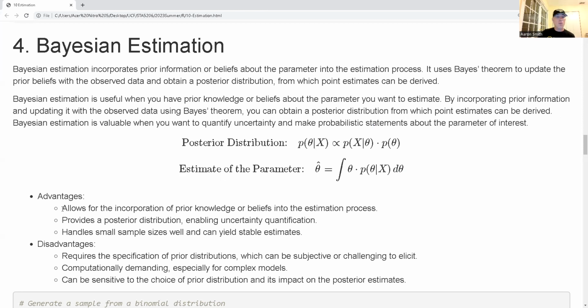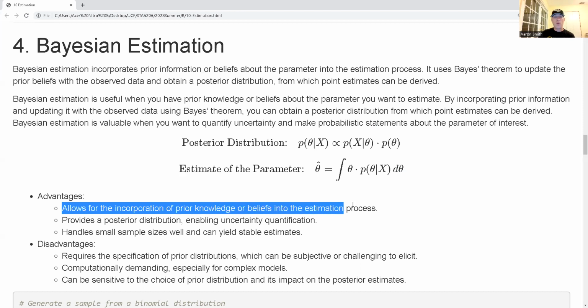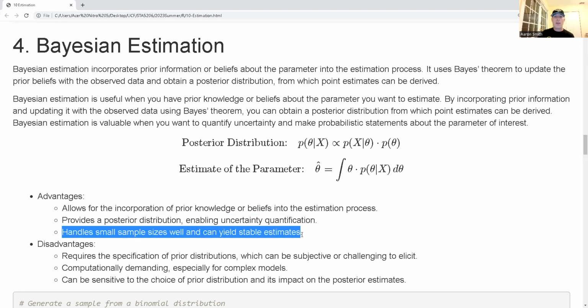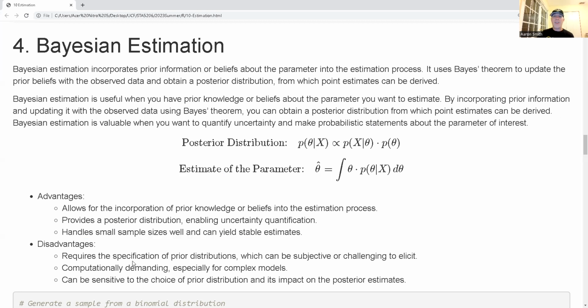All right, so this is the only one that really allows us to incorporate prior knowledge about what we're working with. This provides a posterior distribution, enabling uncertainty quantification. So there's some more tools that we have to work with when we do Bayesian estimation. This handles small sample sizes very well and can yield stable estimates.